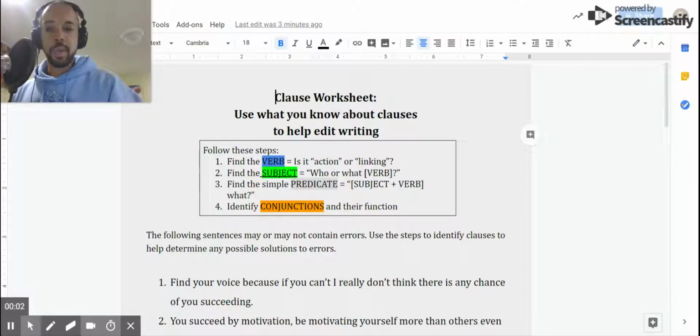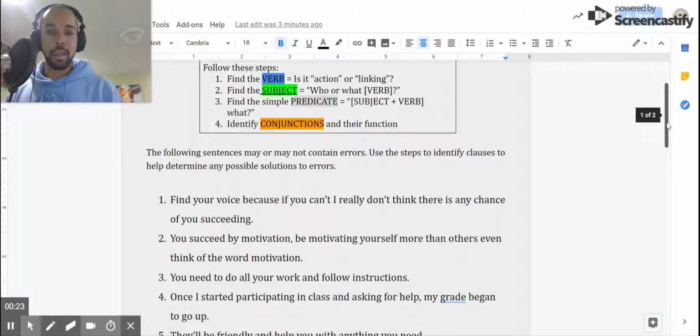Welcome, everyone. One more time, we are going to work with some words here, and we're going to use our identification of clauses to see if that's going to help us identify some problems that we have within our sentence structures. Again, this worksheet originally was from my Upward Bound students several years ago, and we use this as a process to help us with our editing of our papers.